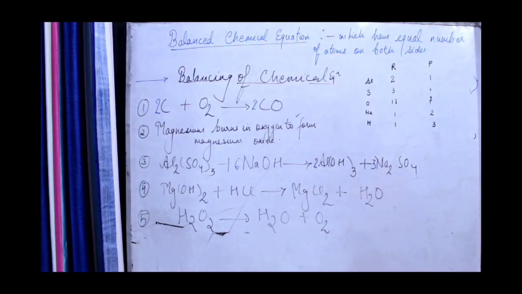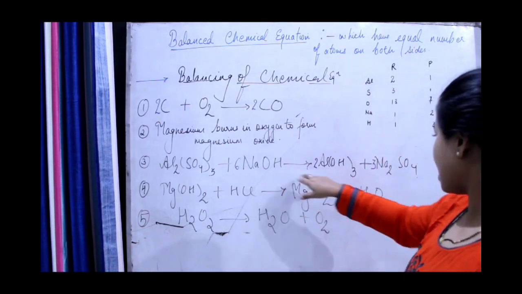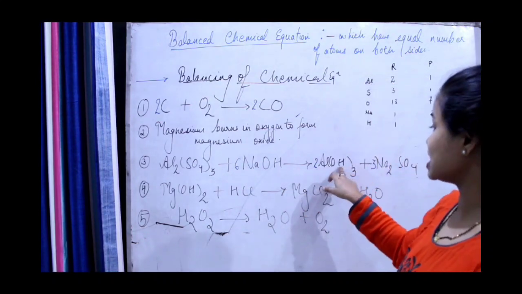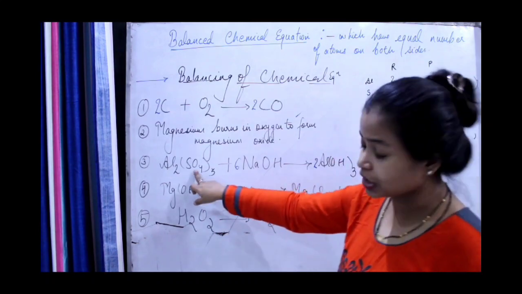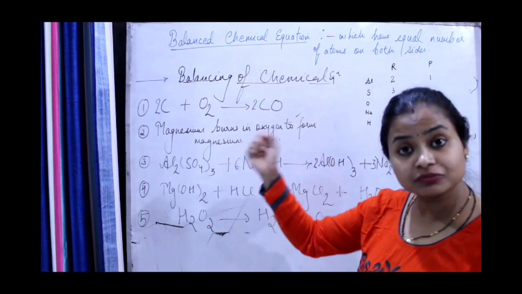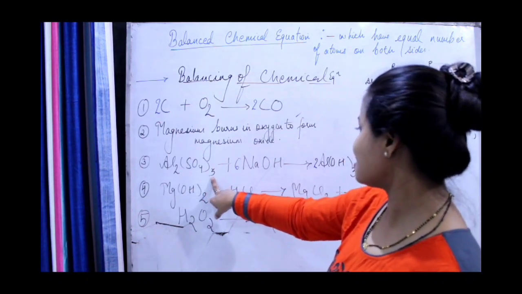Okay. Hydrogen, check it out. Let's check out hydrogen first. 6 here. And here 3 2s are 6. Yes. Hydrogen is already balanced. Okay. Now let us check oxygen. If we are going correct, oxygen will be automatically balanced. Okay. So oxygen it is 4 3s are 12.